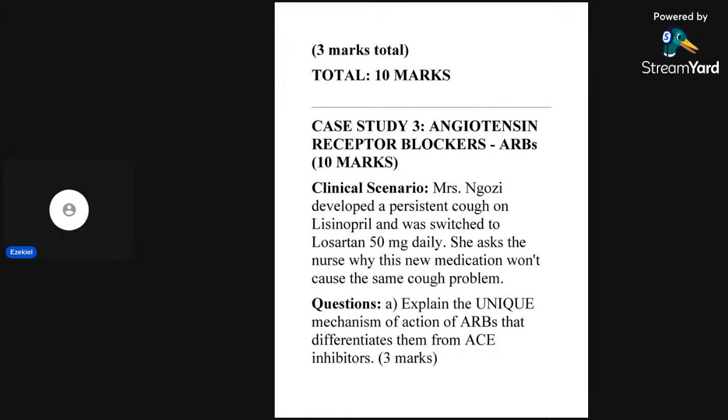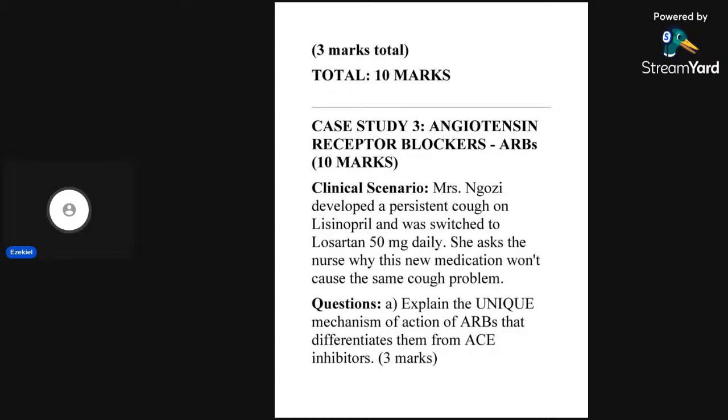Let us go to question 3. This question 3 is going to test us on ARBs, angiotensin receptor blockers. So let's wrap up fast. We have just 2 more questions to go. Ms. Ngozi developed a persistent cough on lisinopril and was switched to losartan. So when you are looking at questions like this, the first thing you should do is identify their classes. Don't just complete the questions, just identify their classes.